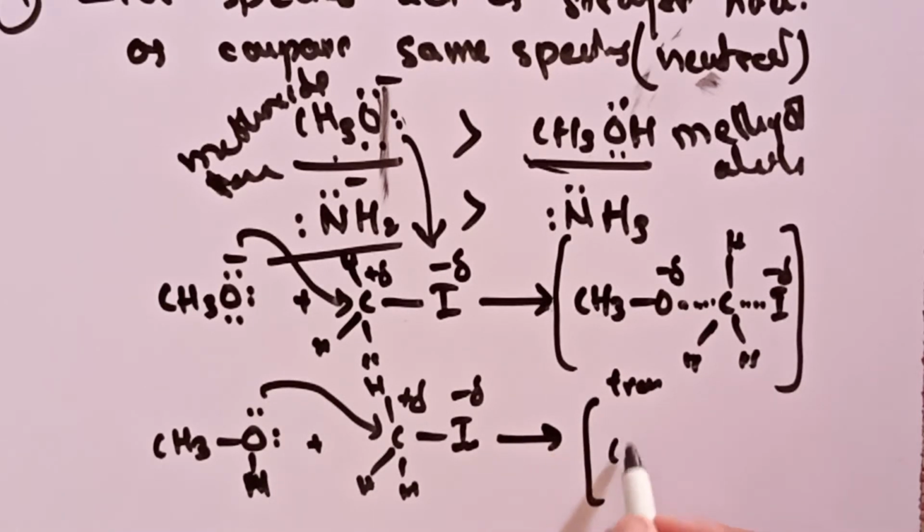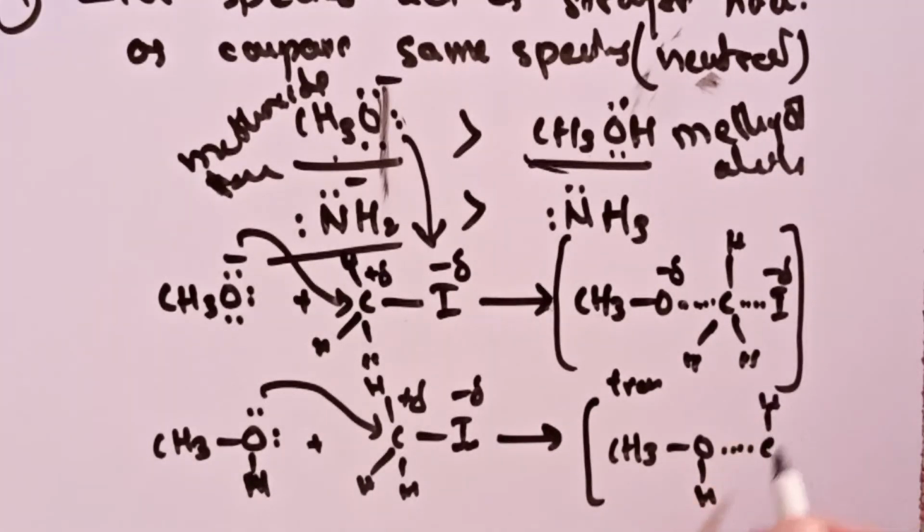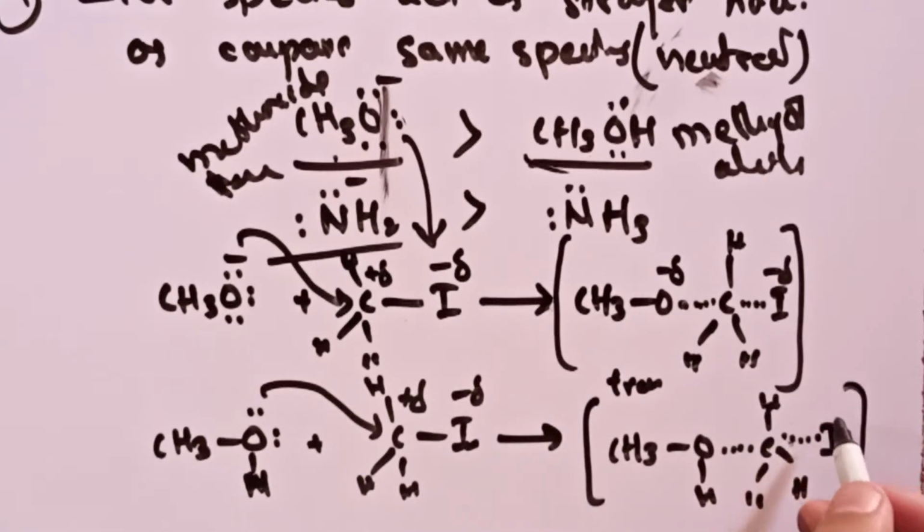state will be like that, CH3OH dot CH3 that is bonded with I. Here is the same situation: iodine will have a partial negative charge because iodine is an electronegative element, and the bonded electrons will shift towards iodine.